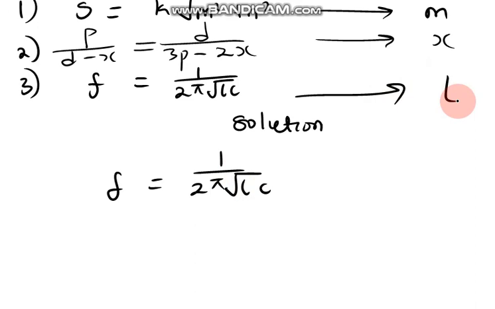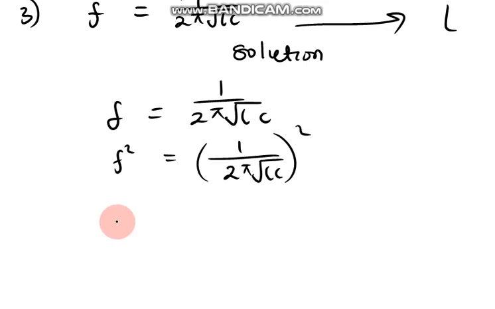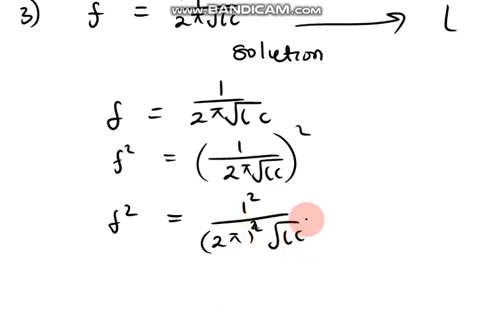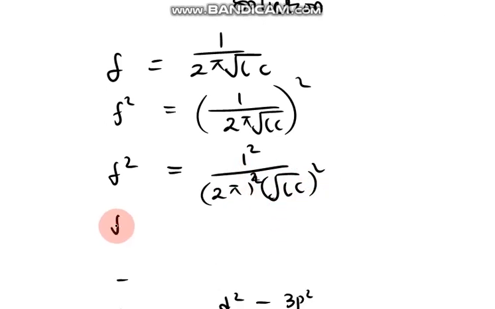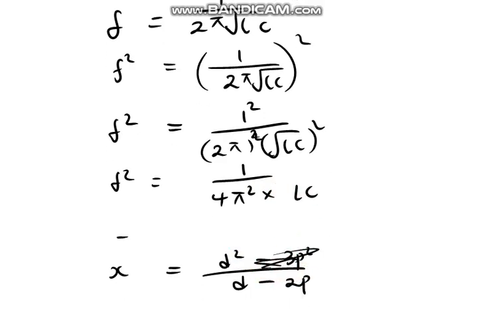To do that, we first have to remove the square root, and when you are removing a square root, we square both sides. So that becomes f squared equal to 1 over 2 pi square root of LC, everything squared. That is going to give us f squared equal to 1 squared over 2 pi all squared, times the square root of LC, everything squared. So that will give us f squared equal to 1 over 4 pi squared, and then multiplied by LC. Now we have removed our square root sign there.